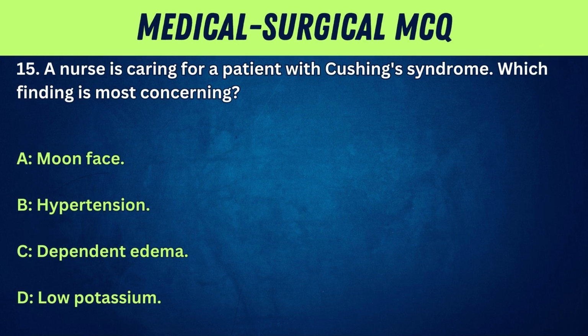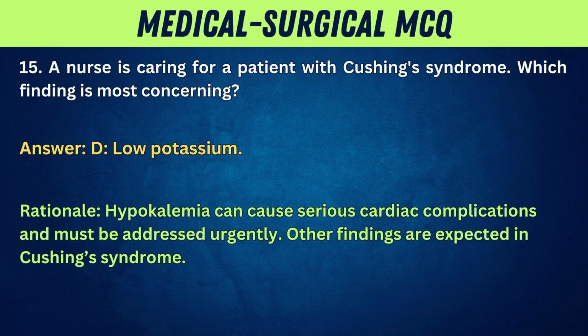15. A nurse is caring for a patient with Cushing syndrome. Which finding is most concerning? A. Moon face. B. Hypertension. C. Dependent edema. D. Low potassium. Answer: D. Low potassium. Rationale: hypokalemia can cause serious cardiac complications and must be addressed urgently. Other findings are expected in Cushing syndrome.